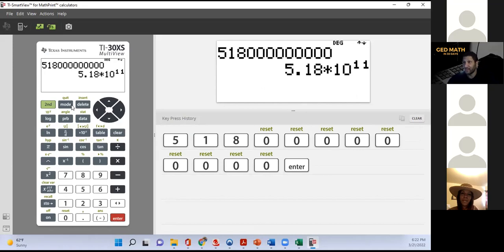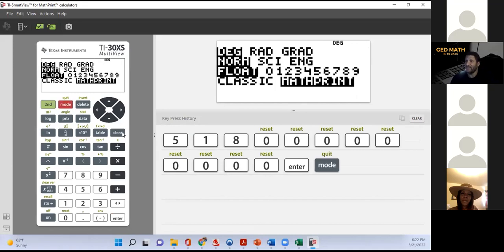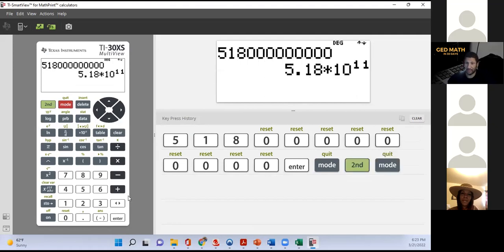I got it. So how did you get the scientific notation again? You hit mode? This is the crazy thing. I didn't hit anything because if the number is too big or too small, the calculator will do it for you. Now, let me show you how to do it. I did want to show you that if the number is either very big or very small, the calculator will already put it in scientific notation.